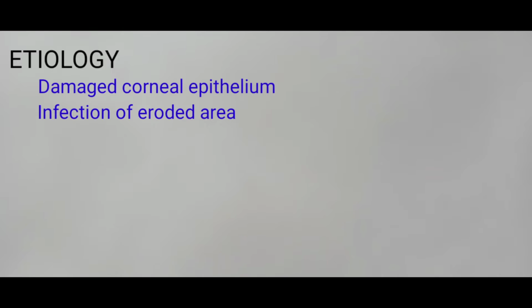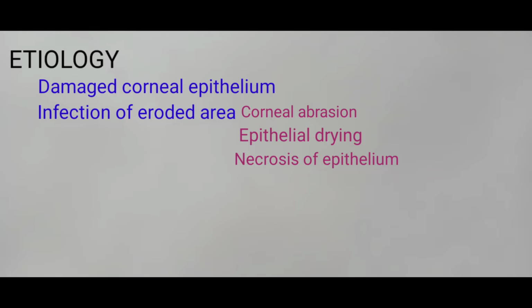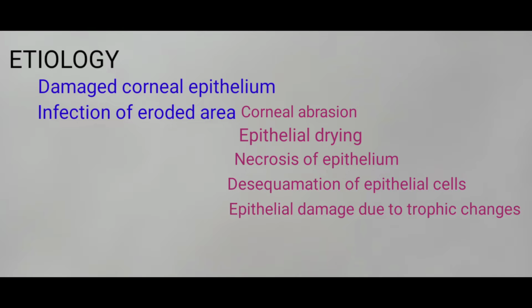Now etiology. In etiology there are two factors. First is damaged corneal epithelium and infection of the eroded area. Damaged corneal epithelium can be caused by corneal abrasion, epithelial drying, necrosis of the epithelium, desquamation of the epithelial cells, and lastly, epithelial damage due to the trophic changes.